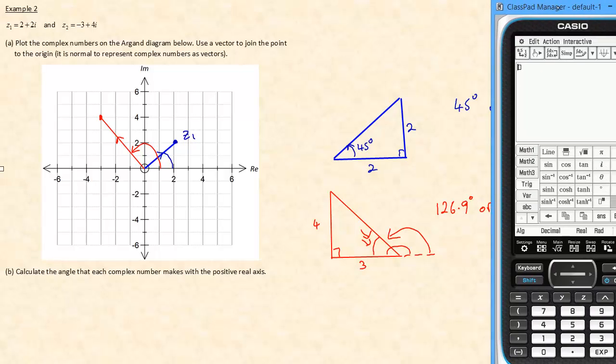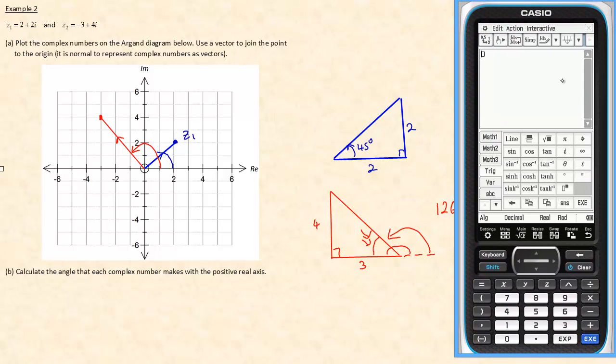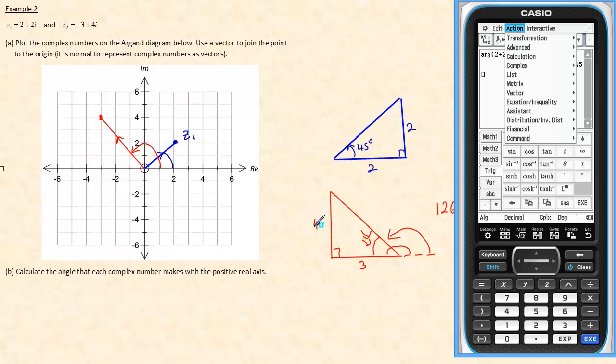The argument of a complex number can be worked out directly on the calculator. Action, complex, and arg. Now let's do the 2 plus 2i. Now we need to be in complex mode, and we'll just do this one as a decimal, and that's giving us it in radians or in degrees, 45. And on the calculator it will get things in the right quadrant anyway, so we don't need to worry about drawing a diagram. You have to do that if you're doing it manually.